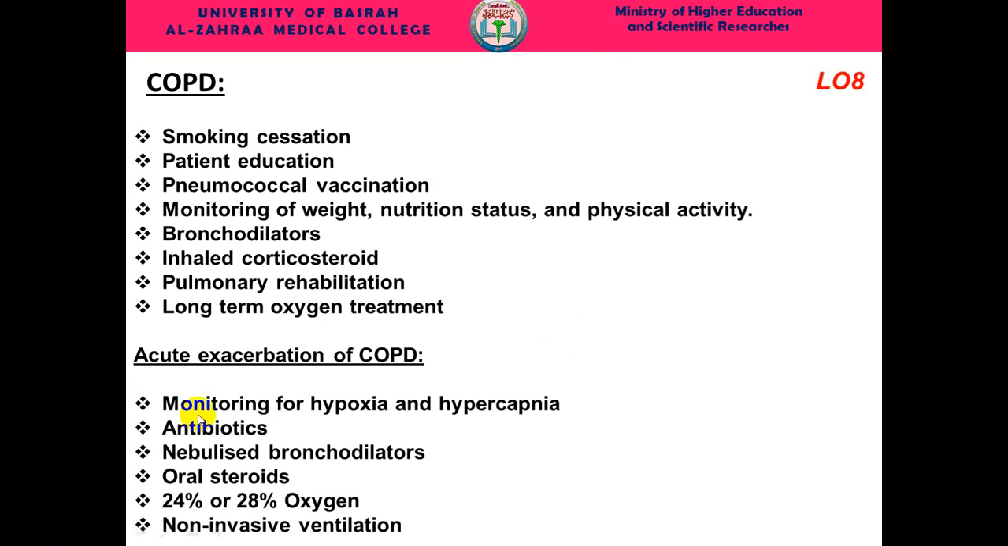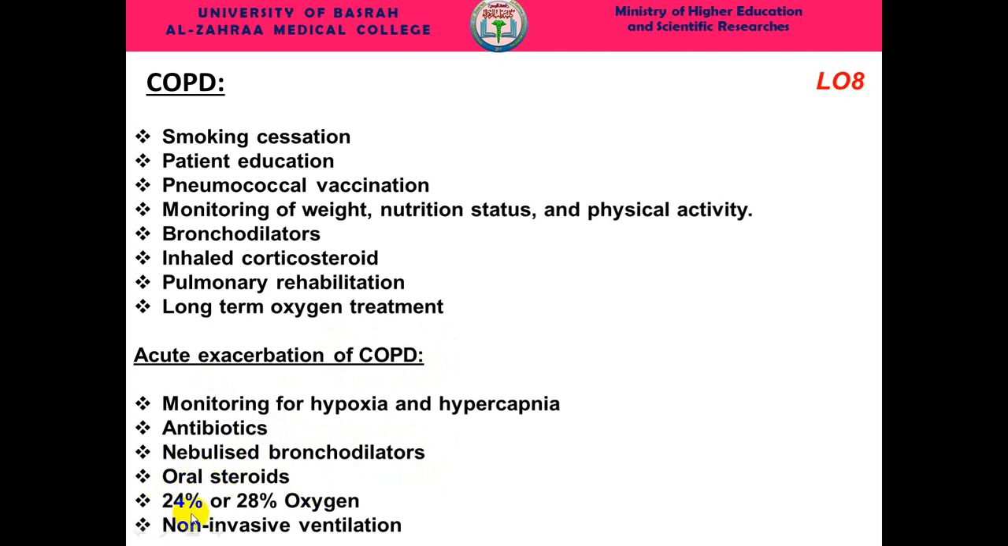And like asthma, there is acute exacerbation of COPD. And during the acute exacerbation or the acute attack of COPD, first of all, we have to monitor for hypoxia and hypercapnia, because remember that people with COPD will have respiratory failure type 2. We should give antibiotics because the usual cause of acute exacerbation of COPD is infection or pneumonia. We give nebulized bronchodilators. We give oral steroids like in asthma.